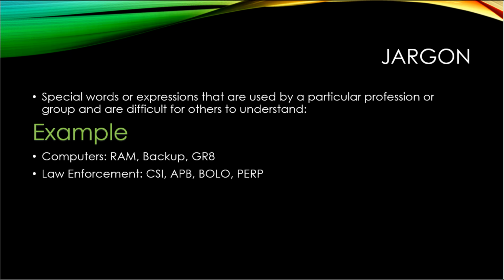Then in law enforcement, you will identify some of these acronyms. It's CSI, APB, BOLO, and PERP. We all know them because of the TV shows that we watch every day. But these are common language for people who work in law enforcement, and it helps them to communicate quicker. If you think, in law enforcement, there are emergency situations, so they need to discuss things as quickly as possible to get to the point eventually.